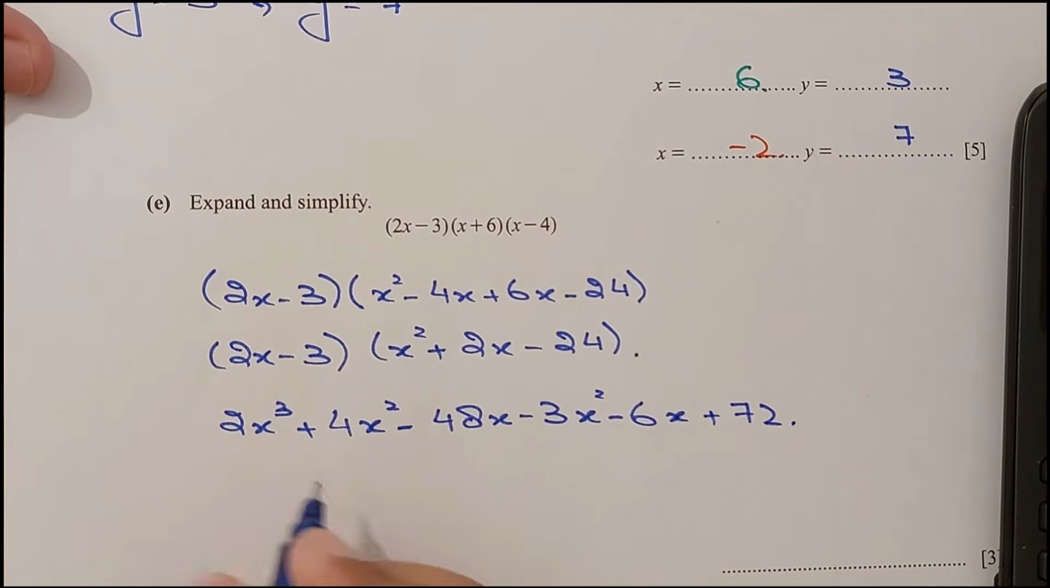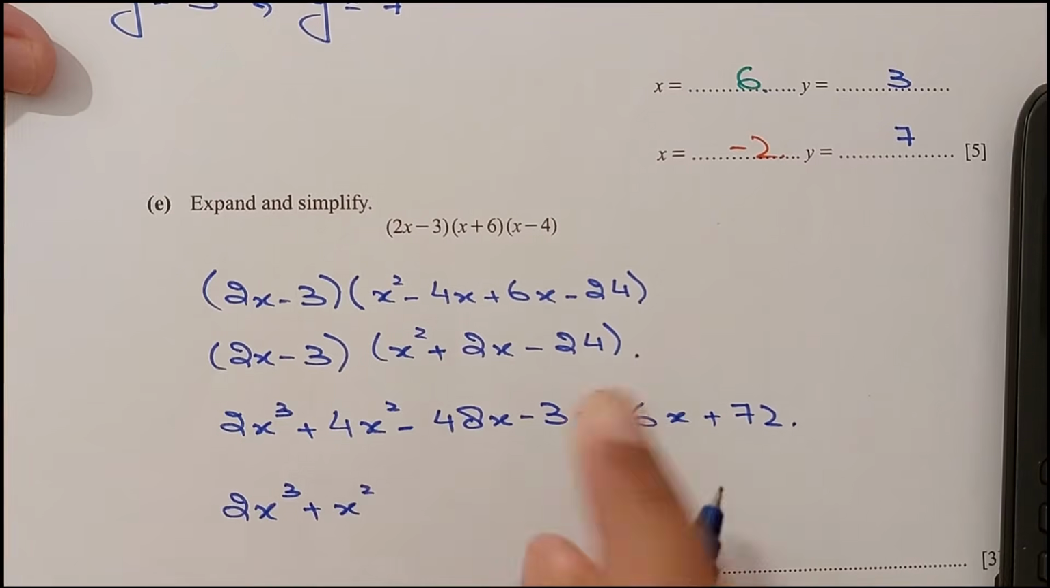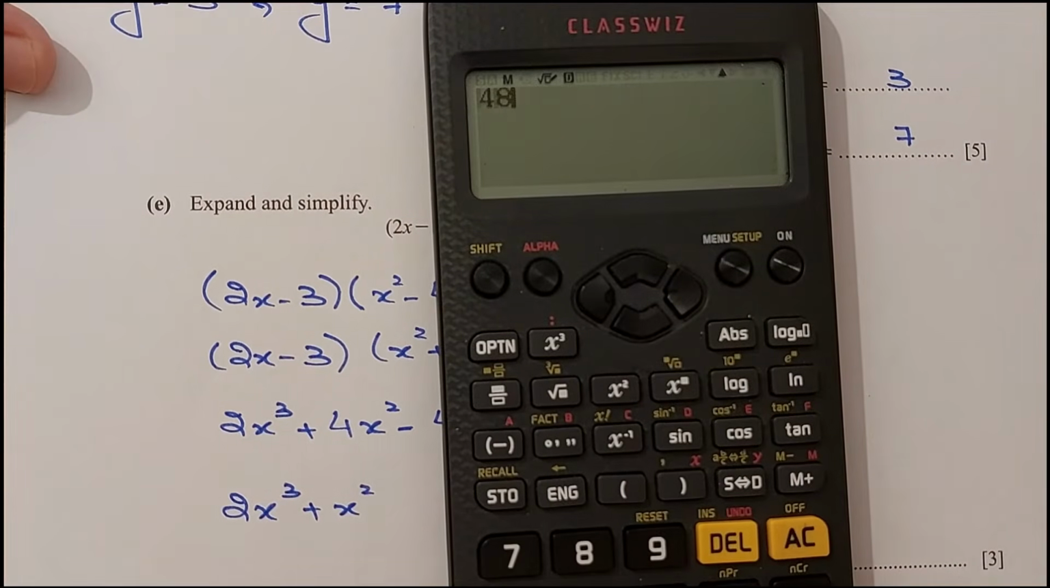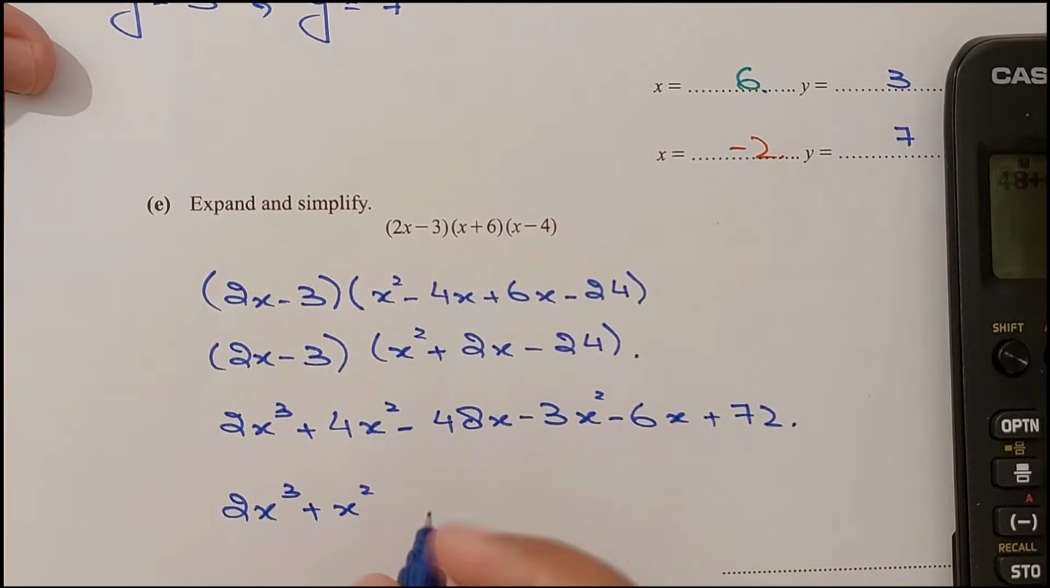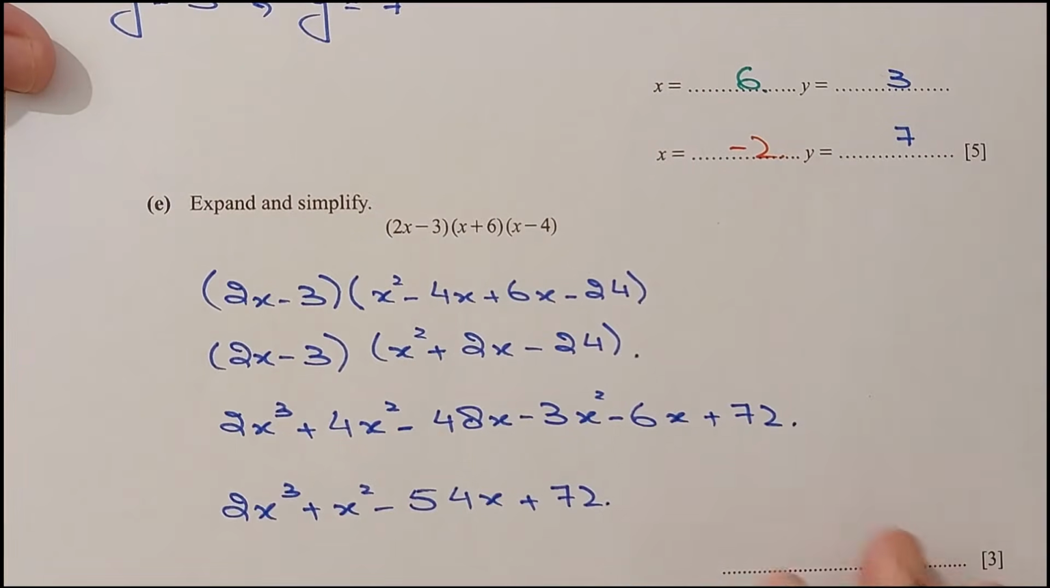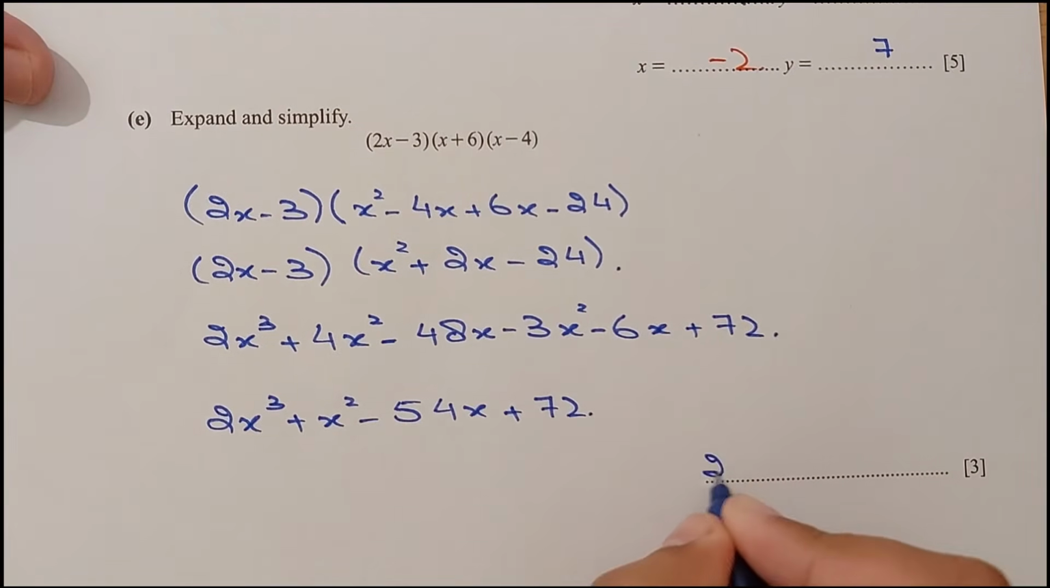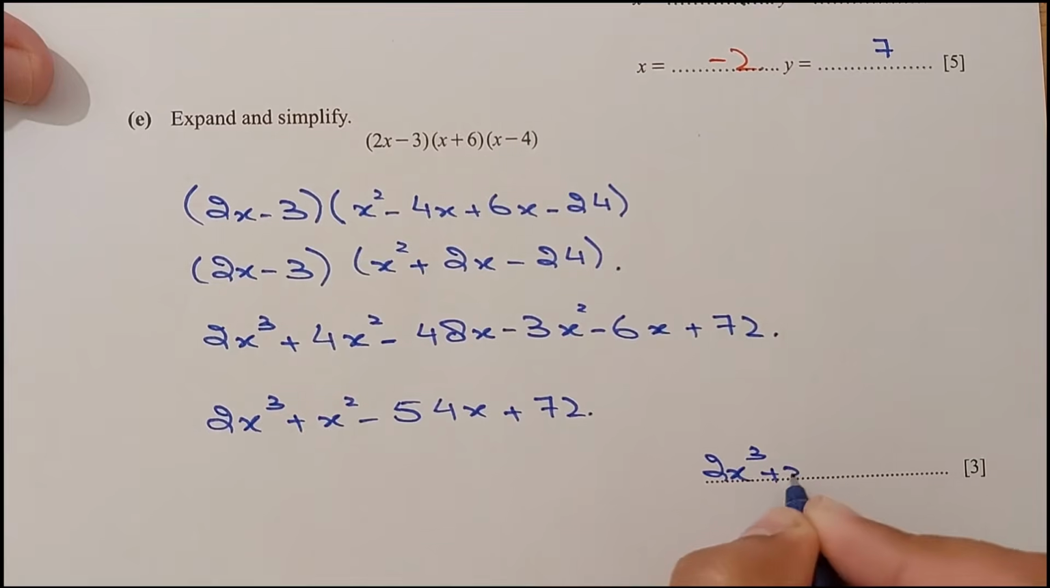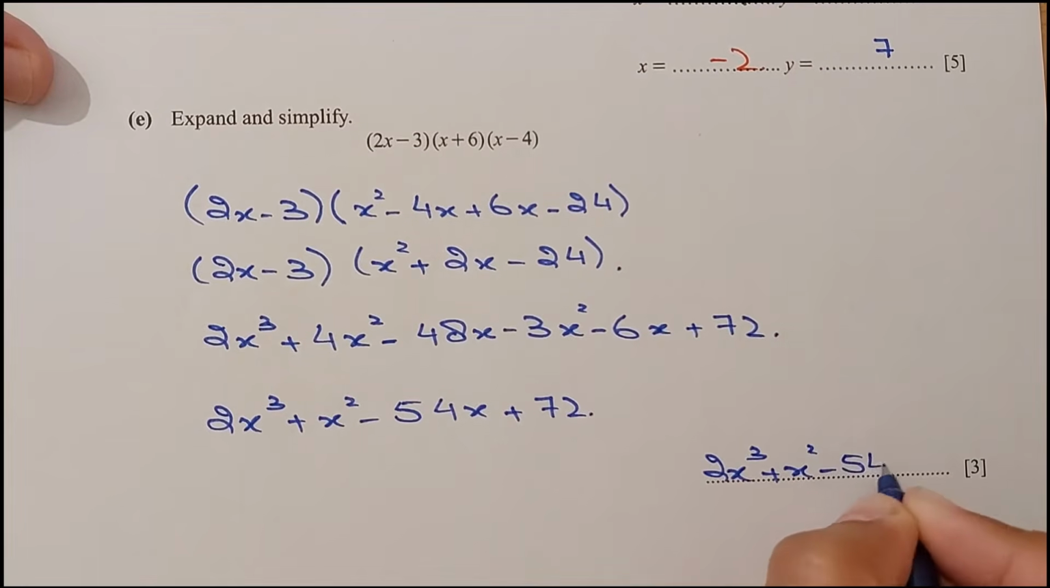Okay, now let me simplify. We have 2x cube, and the x square terms are 4 and minus 3, so just x square, and the x terms are minus 48 and minus 6. So 48 plus 6 is 54, minus 54x, and the constant is plus 72. So this is the expanded and simplified form: 2x cube plus x square minus 54x plus 72.